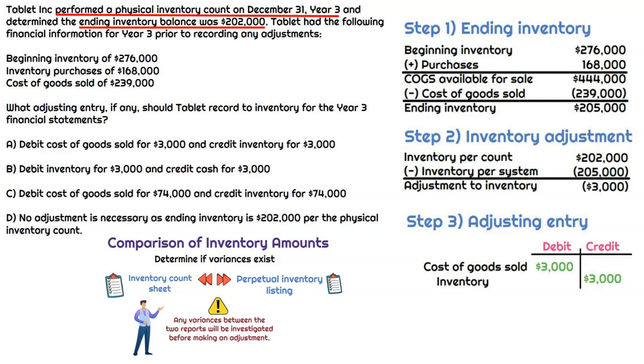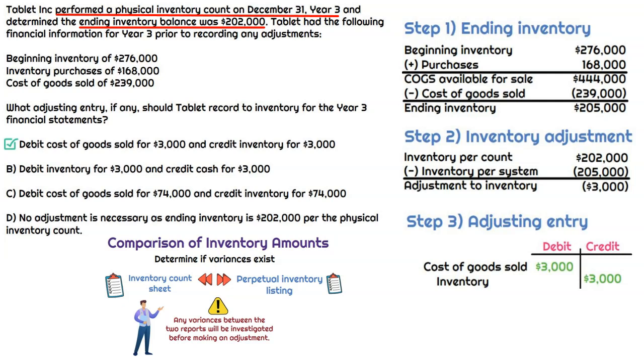And since we need to decrease inventory, well, we are going to credit inventory for $3,000, and the offset is a debit to cost of goods sold for $3,000, right? So the correct journal entry would be a debit to cost of goods sold for $3,000 and credit inventory for $3,000.